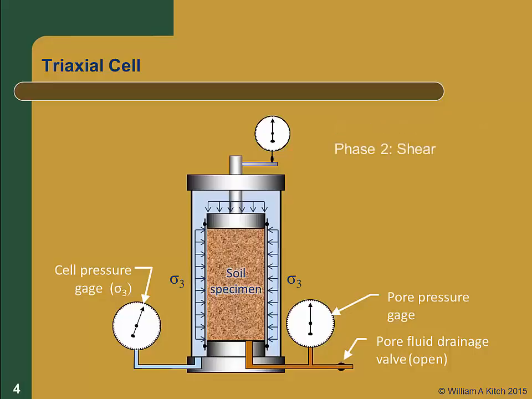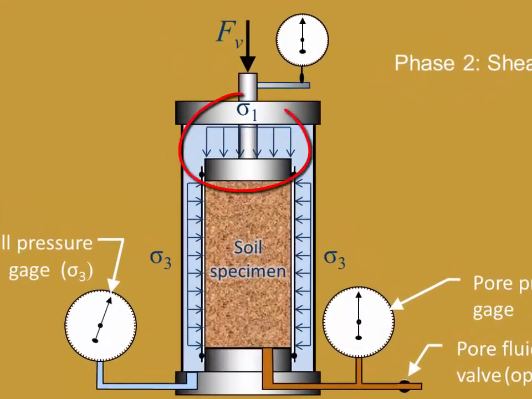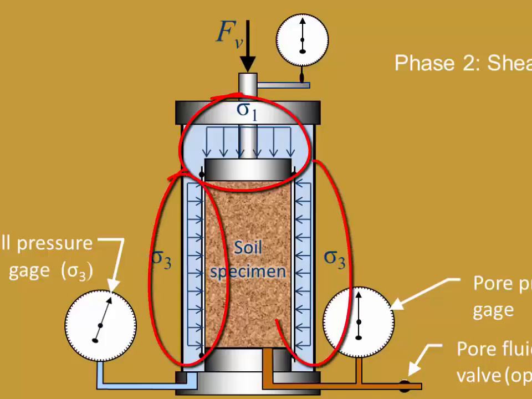The second phase of the test is the shear phase. During this phase, a load is applied to the piston at the top of the cell. This load increases the stress at the top of the specimen. Since there are no shear stresses on either the top or the sides of the specimen, these are principal planes. The major principal stress, sigma 1, is applied to the top of the specimen, and the cell pressure provides the minor principal stress, sigma 3, to the sides of the specimen. The vertical stress is gradually increased until the specimen fails.